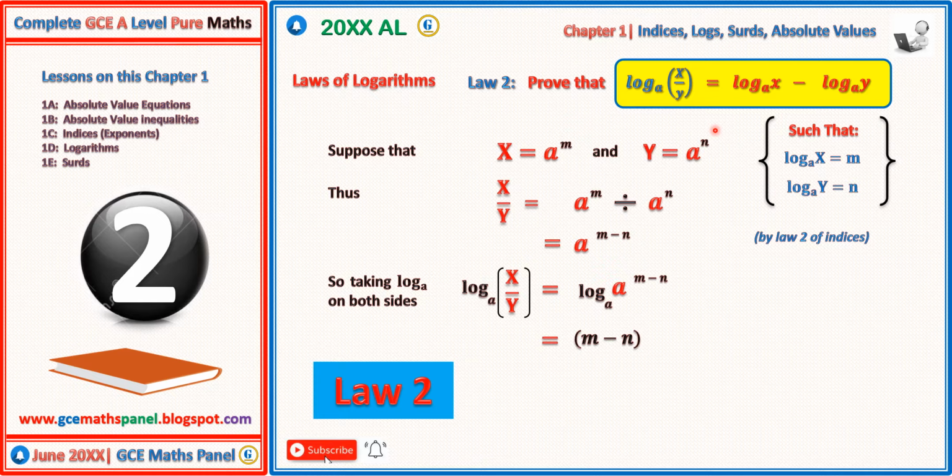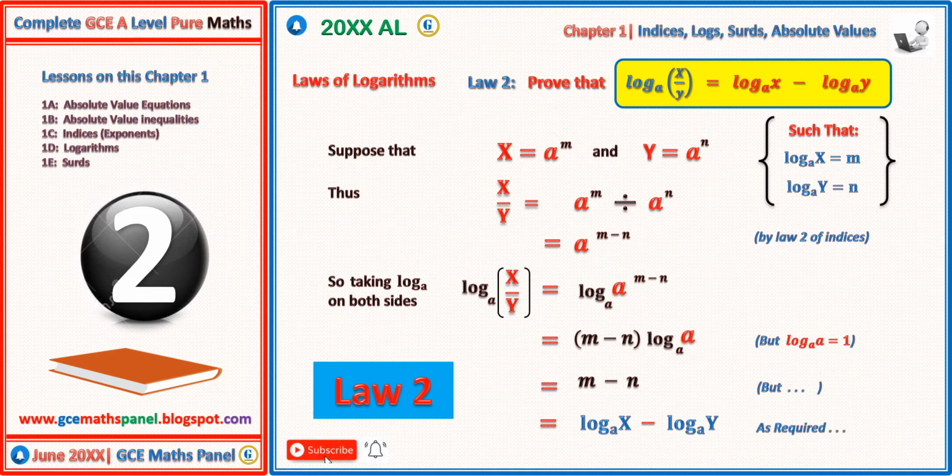For the right hand side, you can bring the m minus n in front, putting it in brackets, so we will have m minus n times log a base a. But log a base a is equal to 1. So this gives us m minus n, which we can replace with the values up here. When we replace these values, we have log x base a minus log y base a as required. This is the second law. If you know how to prove the first law, the second one is very easy, and vice versa.